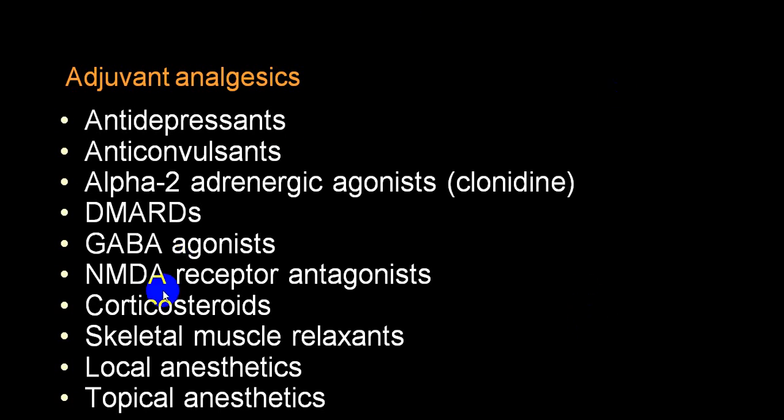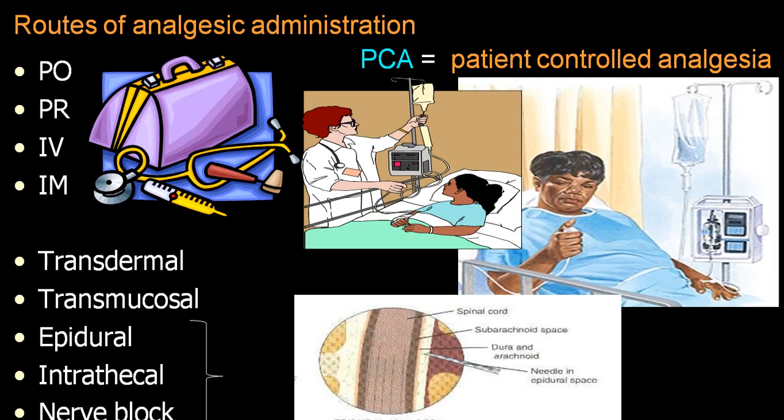Glucocorticoid can be utilized as an adjuvant therapy in some of the indications. Skeletal muscle relaxants, local anesthetics in the form of a patch or in the form of intrathecal, subdural, or even intraarticular. Mainly glucocorticoids, hydrocortisone can be utilized as intraarticular injections. Topical anesthetic you can utilize. These are all included in adjuvant analgesics.